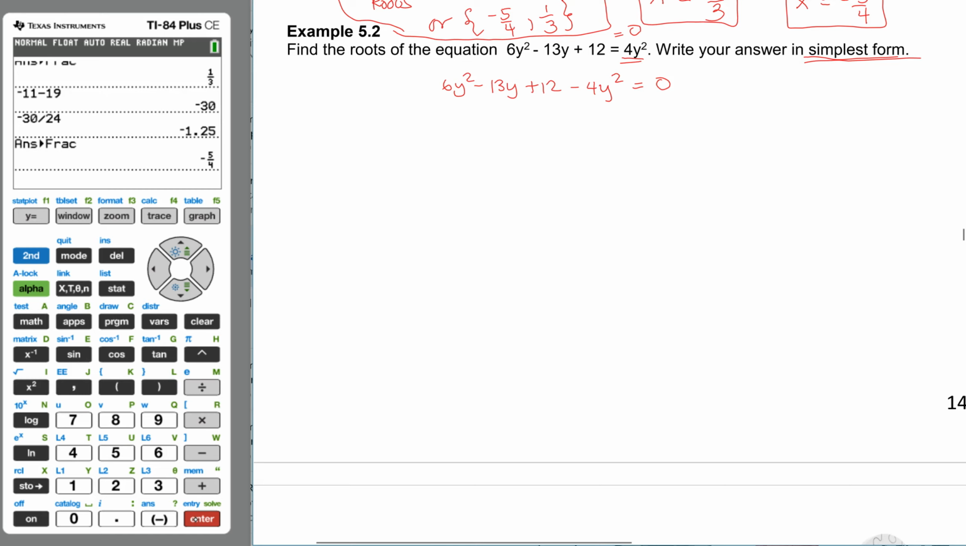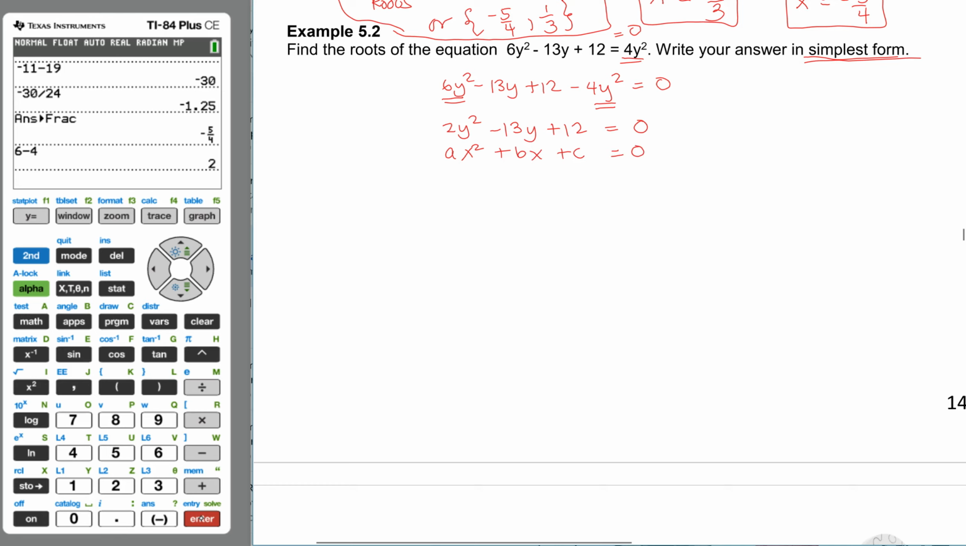Now we will collect all like terms. So this one and this are like terms, so we just combine that. So 6 minus 4, that should be 2y squared. So you have 2y squared minus 13y plus 12 equals 0. So here this is already in the standard form, ax squared plus bx plus c equals 0. That means my a is 2, my b is negative 13, my c is 12.